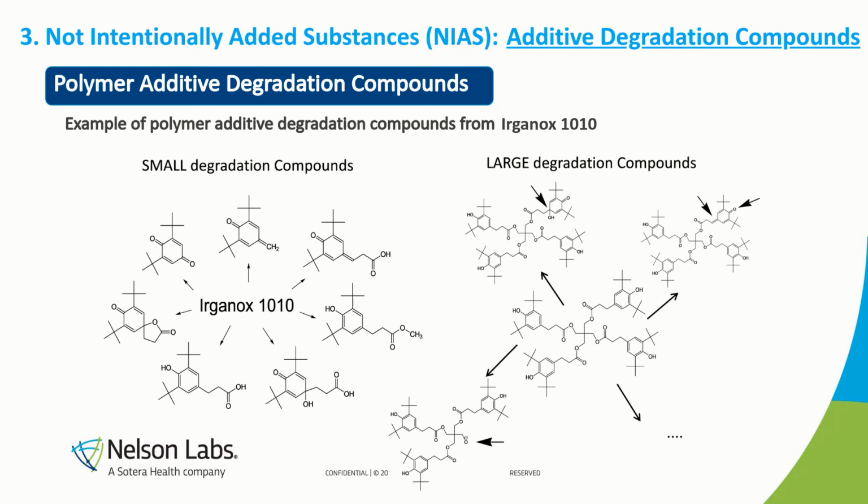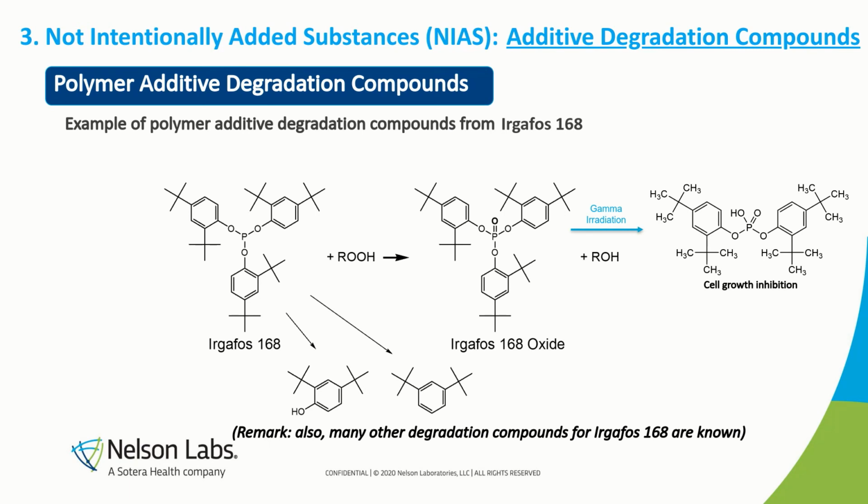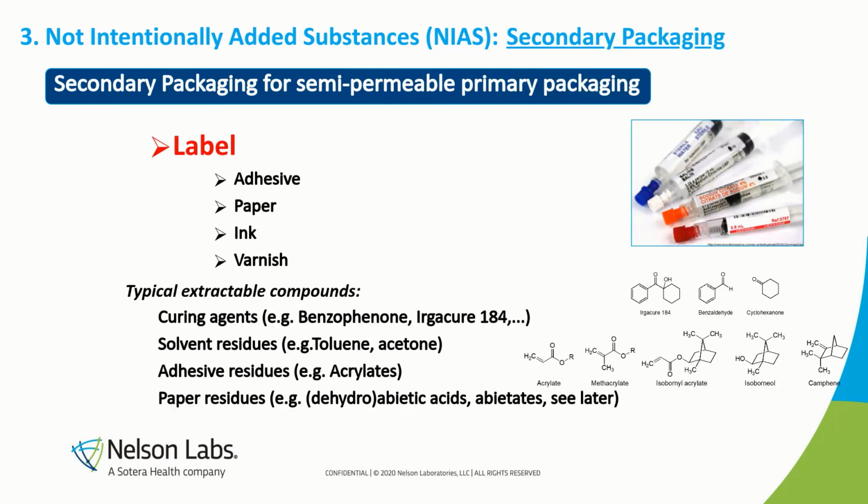Here, for instance, for Irganox 1010, you see that a lot of smaller compounds may result from the degradation of Irganox, but also some larger compounds may originate from the molecule. The smaller ones you will detect with GCMS, the larger ones you will detect with LCMS. And that is the same for Irganox 168. I see that I need to hurry up a little bit.